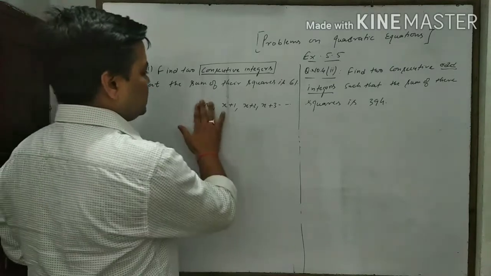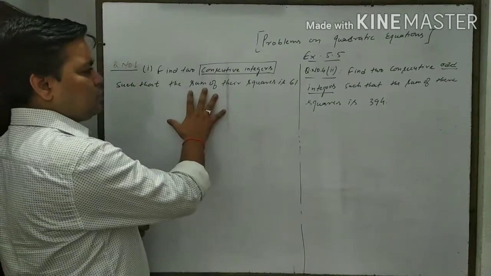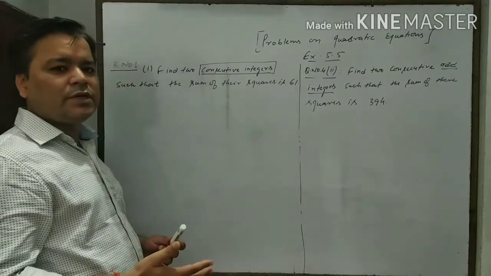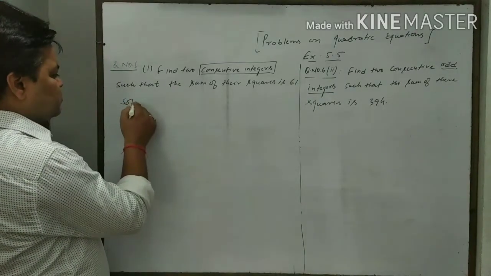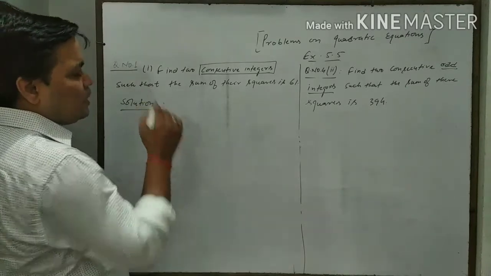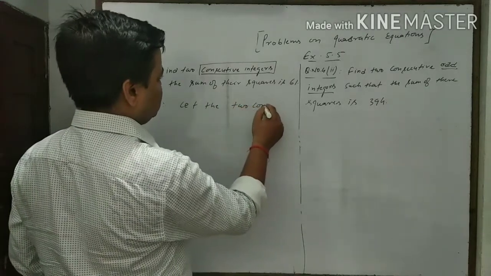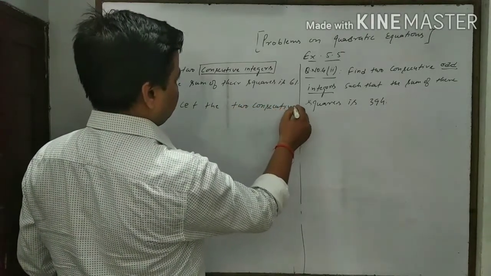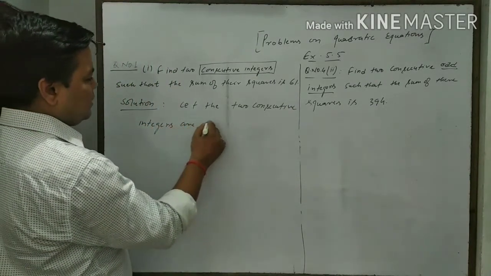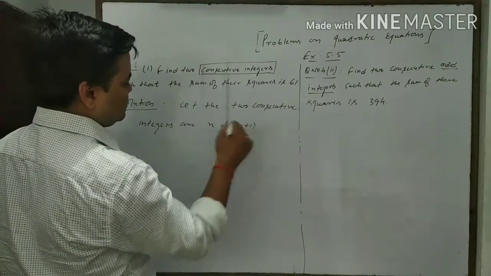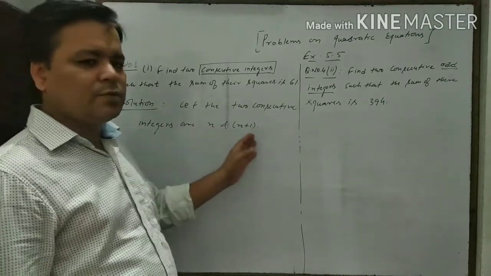But here, according to the question, first of all we try to make the question into the standard form of the quadratic equation, and after that try to solve it. How should we start this question? Solution. Here let the two consecutive integers be x and x plus 1.